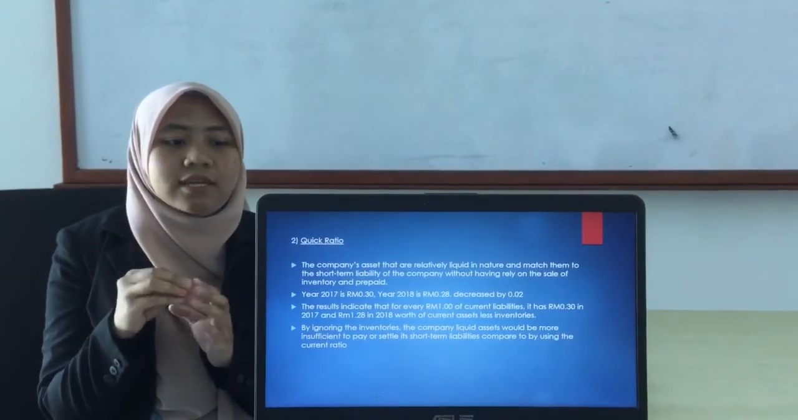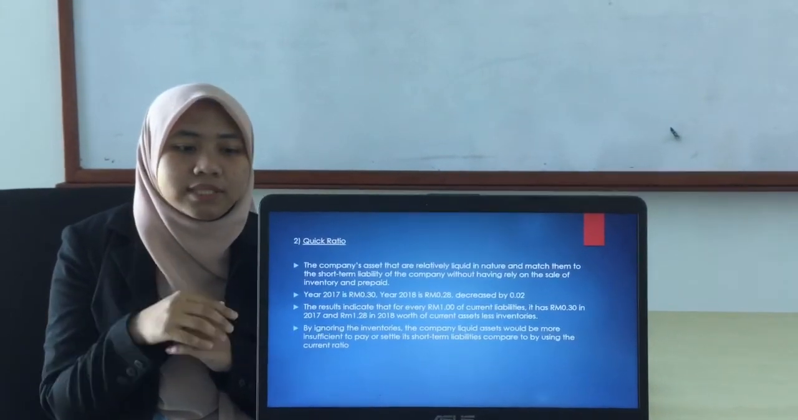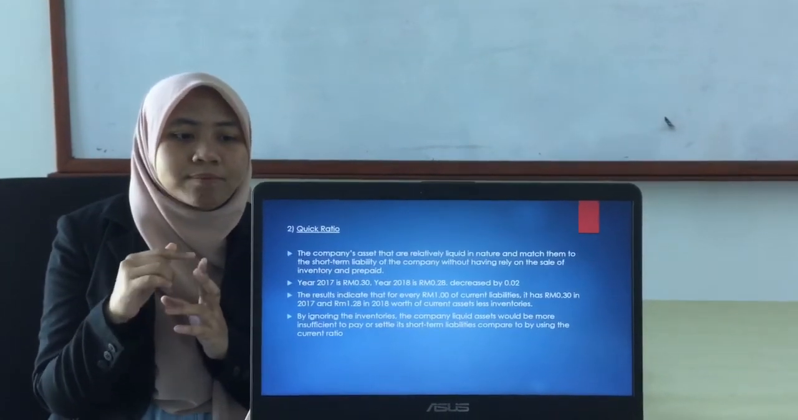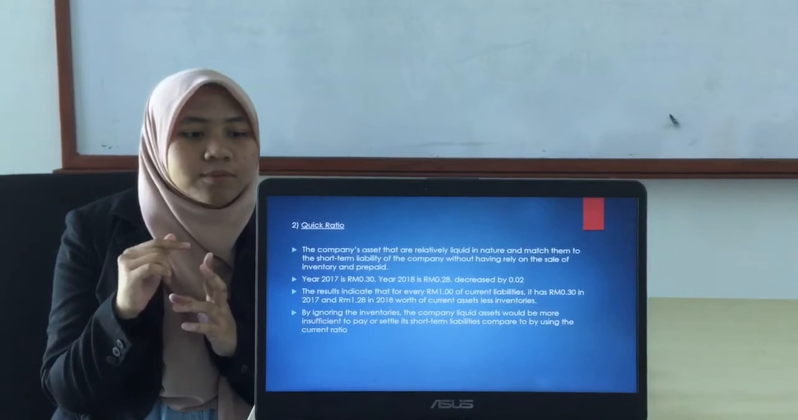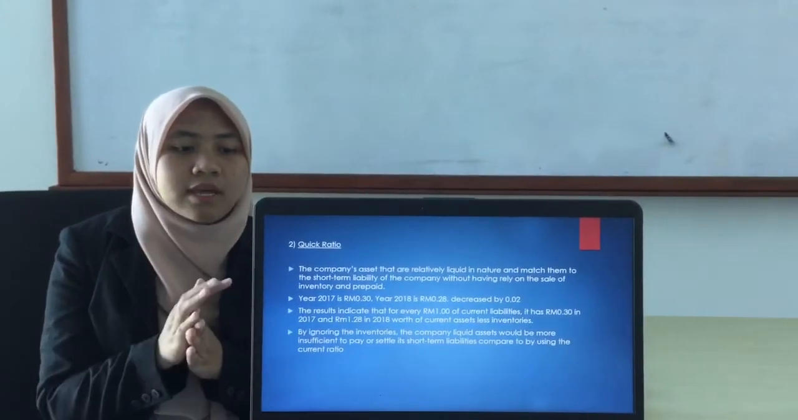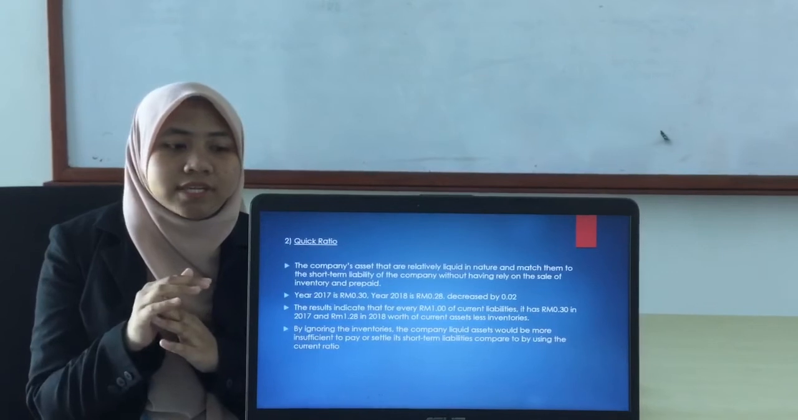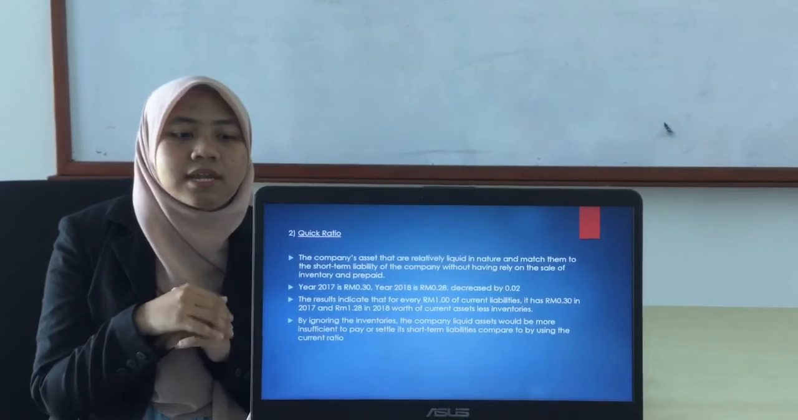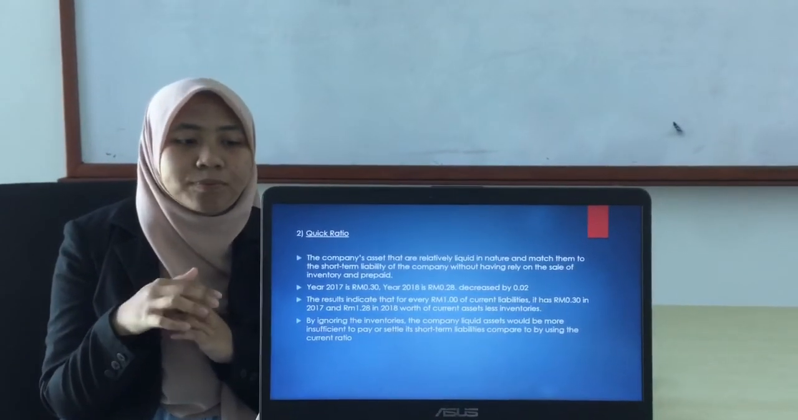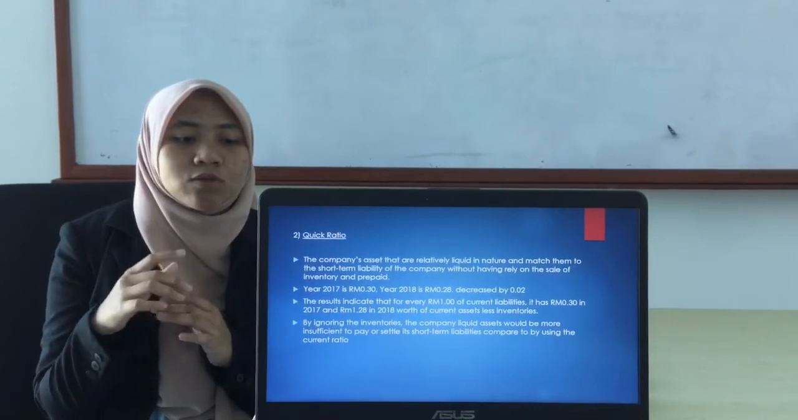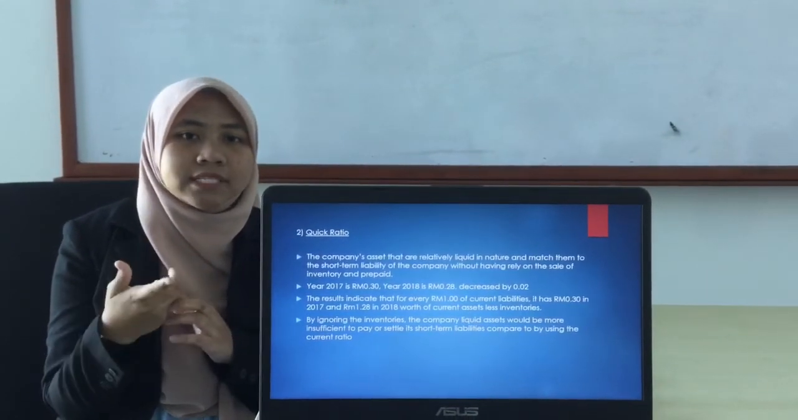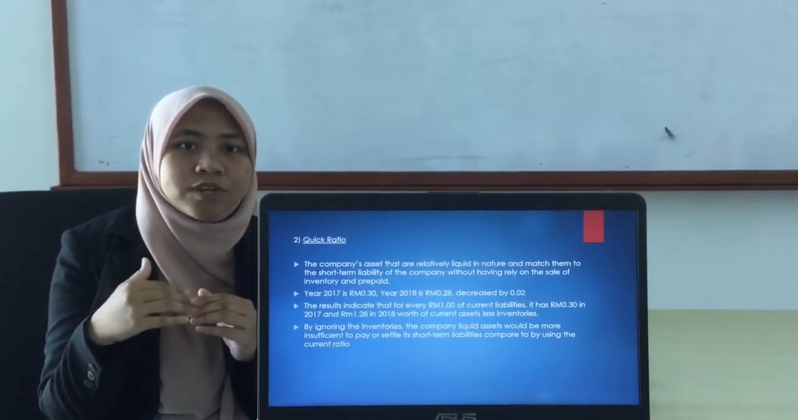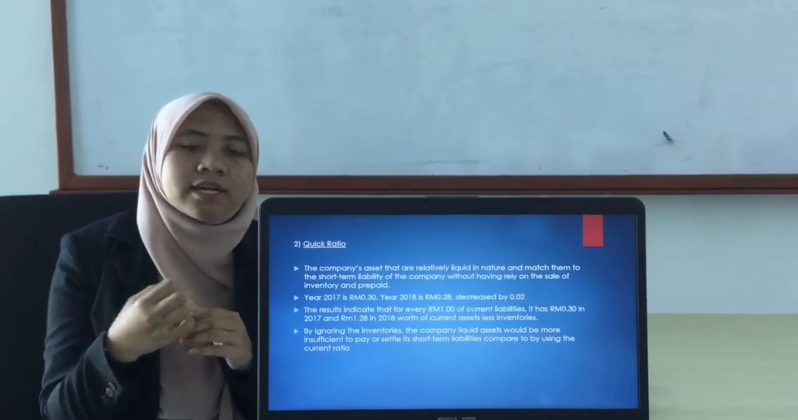The result indicates that for every RM 1 of current liabilities, the company has 0.30 in 2017 and 0.28 in 2018, after deducting inventories. So it shows that by ignoring the inventories, the company's liquid assets are more insufficient to settle its short-term liabilities compared to using the current ratio. As a recommendation, it is the same as for the current ratio. Pharmaniaga must improve its sales to improve cash in hand and accounts receivable.